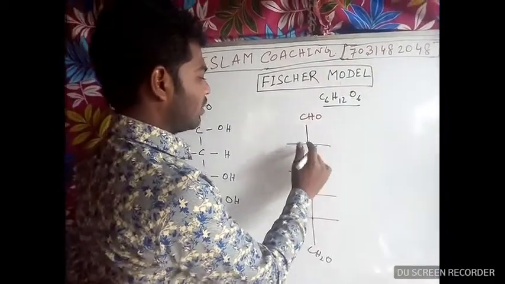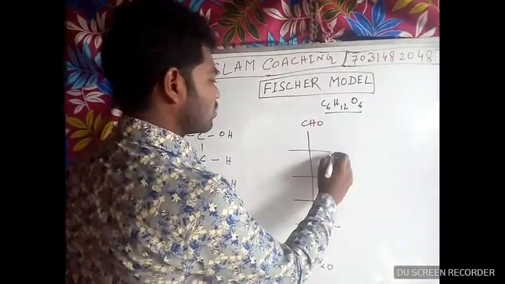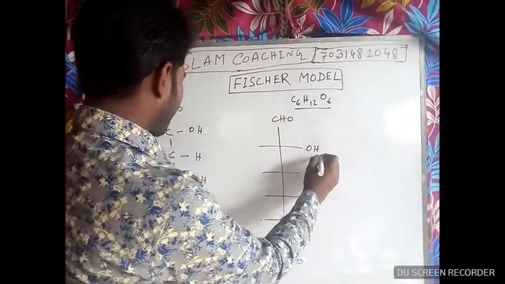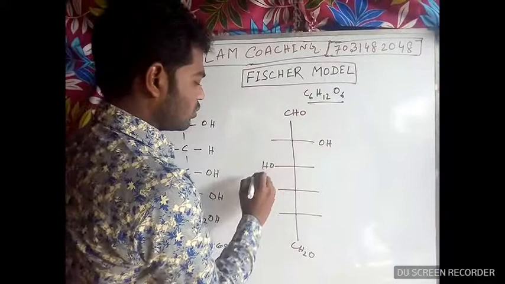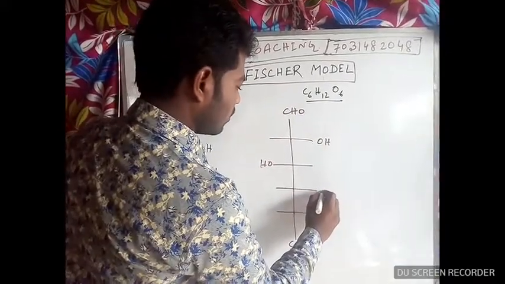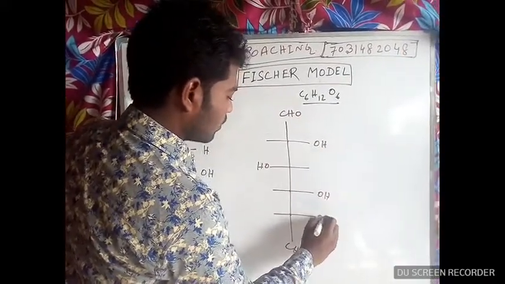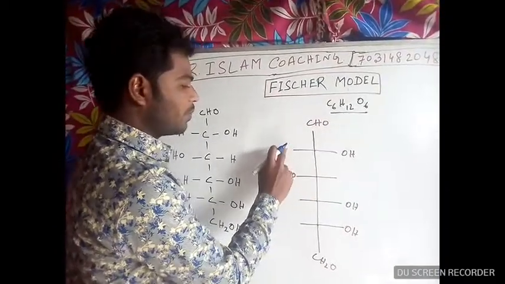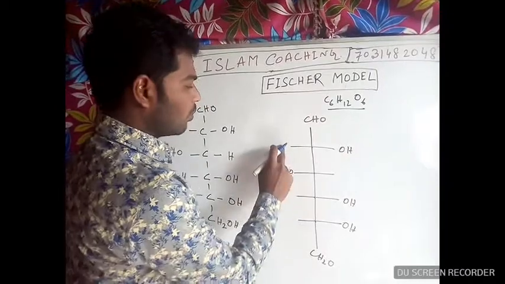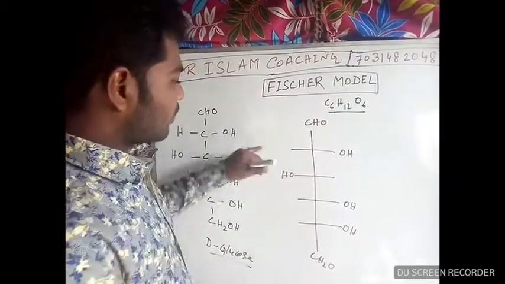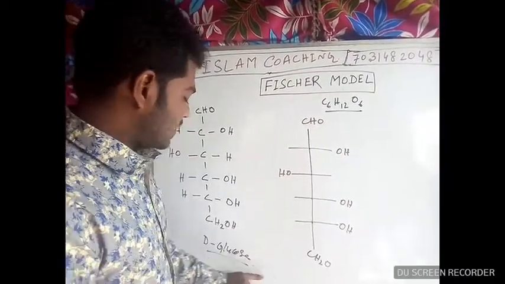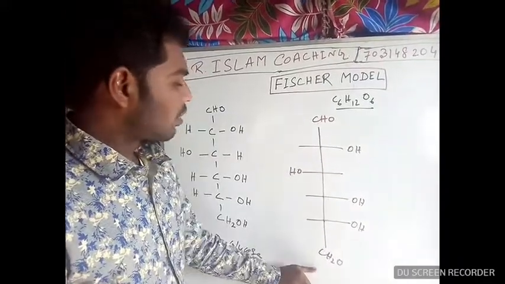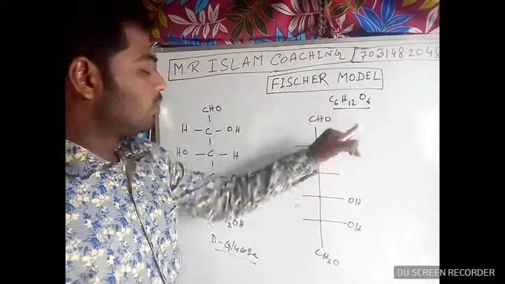Here the hand of carbon. So we put hydroxyl functional group OH, HO, OH, OH. The hand of carbon, here input hydrogen. We know here the hydrogen. It's the simple formula or model of Fischer of the glucose.